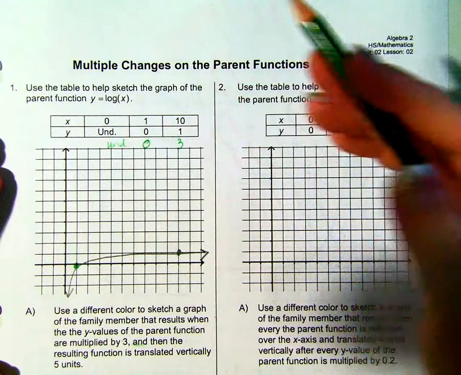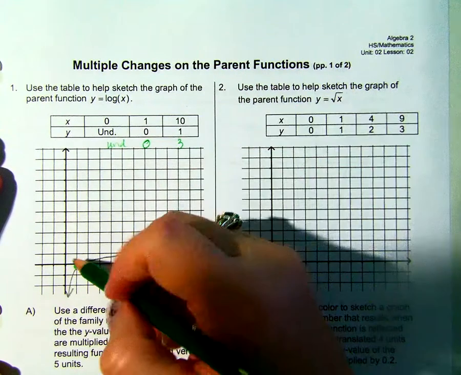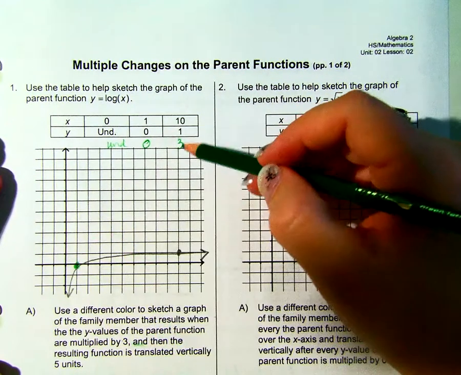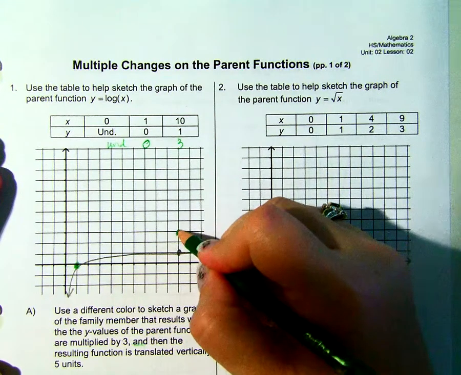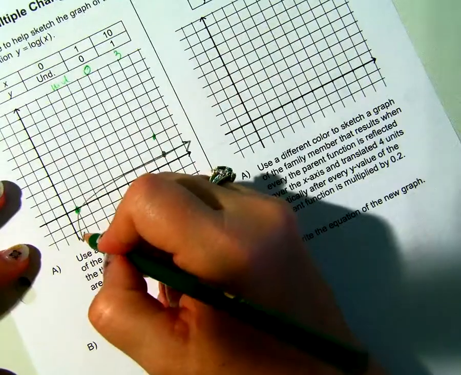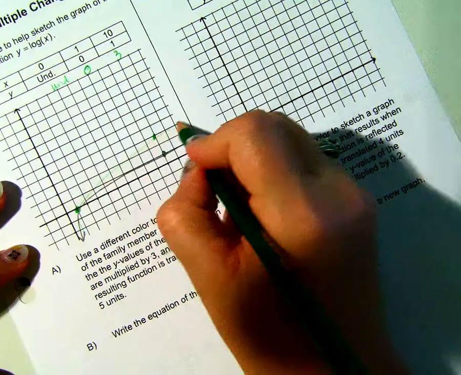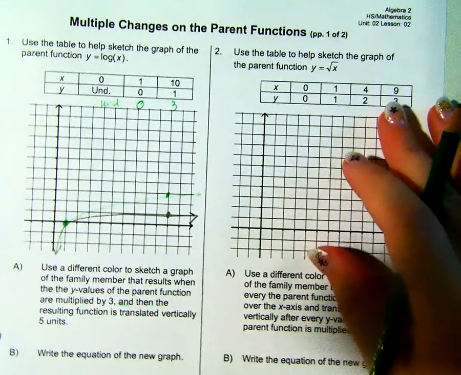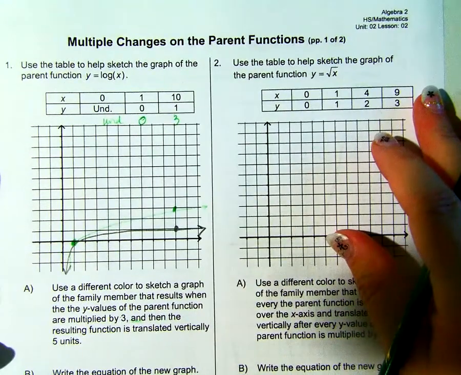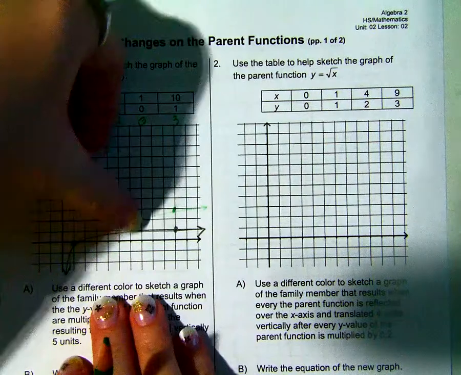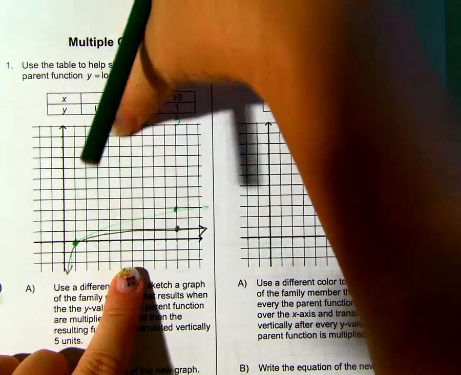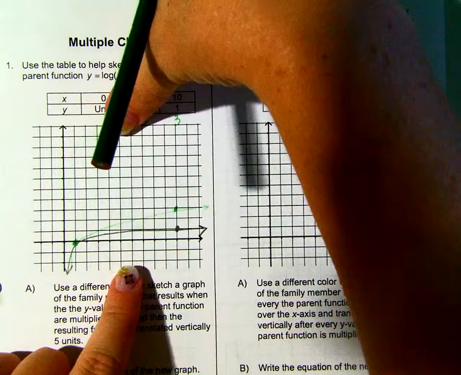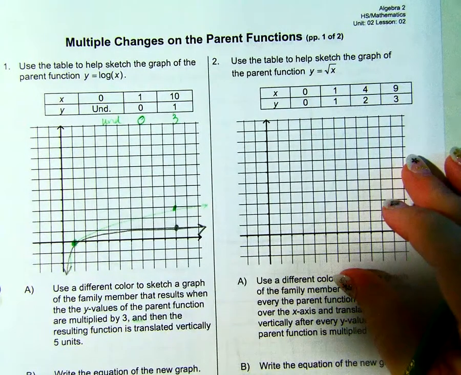0, undefined, which I can't. 1, 0. Okay, it's there. And 10, 3. So instead of 10, 1, it's 10, 3. So very, very, very lightly, I'm going to draw that in right there so you can kind of see the shape that it takes. Do you see that? Do you see how it's stretched vertically? It's like I took hold of it and just pulled it up, right? I stretched it. Okay so far?